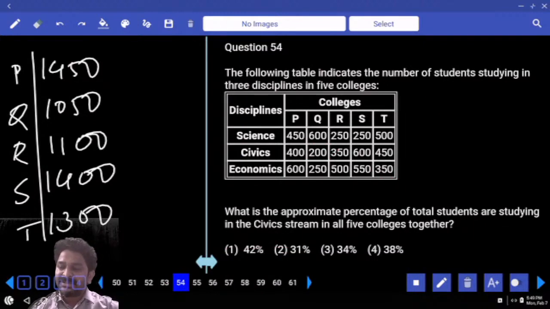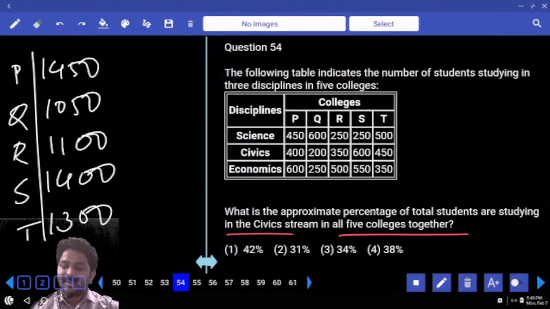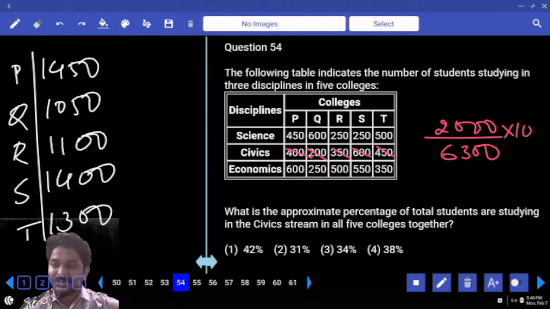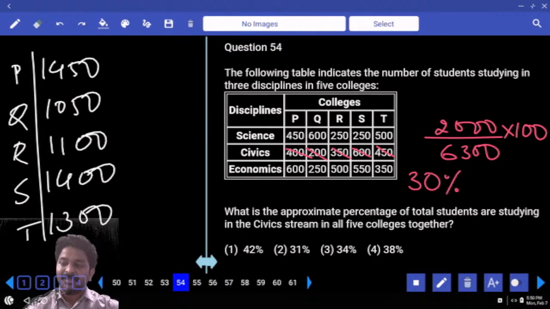What is the approximate percentage of total students studying in civics stream from 5 colleges together? Correct? When you add all these values, you know that which is already equal to 6300. But now we were asked to calculate only civics. 400, 600, 350, 450, 800. 800, 200, 1000. 1000, 1000, 2000. We were asked to calculate in terms of percentage, so into 100. What is 10% of the denominator? 630. 30% in the sense 3 times only. How much is that?